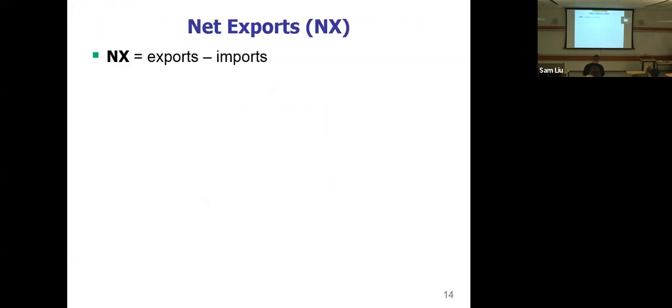Net exports, it's net because we take the value of all the exports, which are stuff that we sell to other countries, and then we subtract off the stuff that we buy from other countries, which are imports. So exports are stuff that we sell to other countries. Imports are stuff that we buy from other countries.